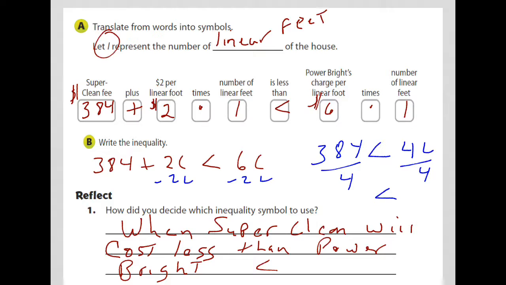That's a positive 4, so we're not going to change the direction of the sign. So 384 divided by 4 will give us 96. So our linear feet, when we're trying to determine when SuperClean will be less, is when we are washing more than 96 linear feet.